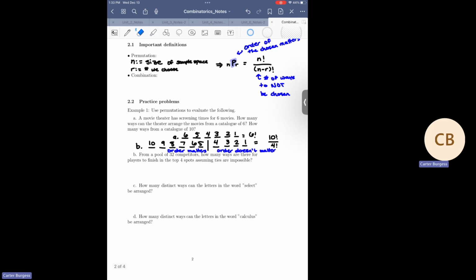Okay, let's look at a somewhat simple example, and then I'm going to give you guys some time to think about C and D. For example 1B, we have 32 competitors. We're trying to figure out the number of ways for people to finish in the top 4 spots. We'll assume no ties, so it's not possible for 4 people to all finish first, or for 2 people to finish first and 2 people to finish third. We're going to assume that there is a clear first place, second place, third place, fourth place.